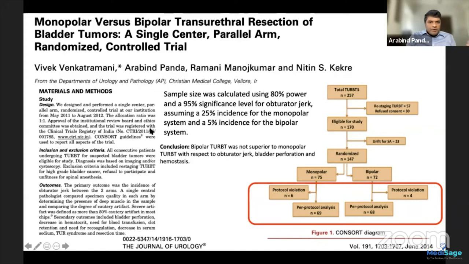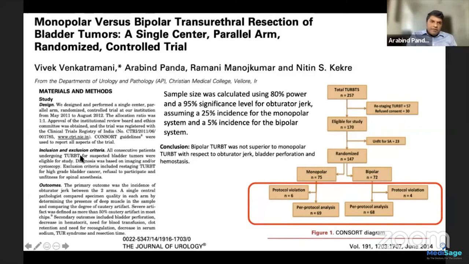Now, we did calculate sample size using 80% power and a 95% significance level for operator jerk. And we assumed that the aim of this paper was to prove that bipolar TURBT is superior or not superior to monopolar TURBT with respect to operator jerk, perforation, and hemostasis. This was the aim of the study, the question with which we planned the study.